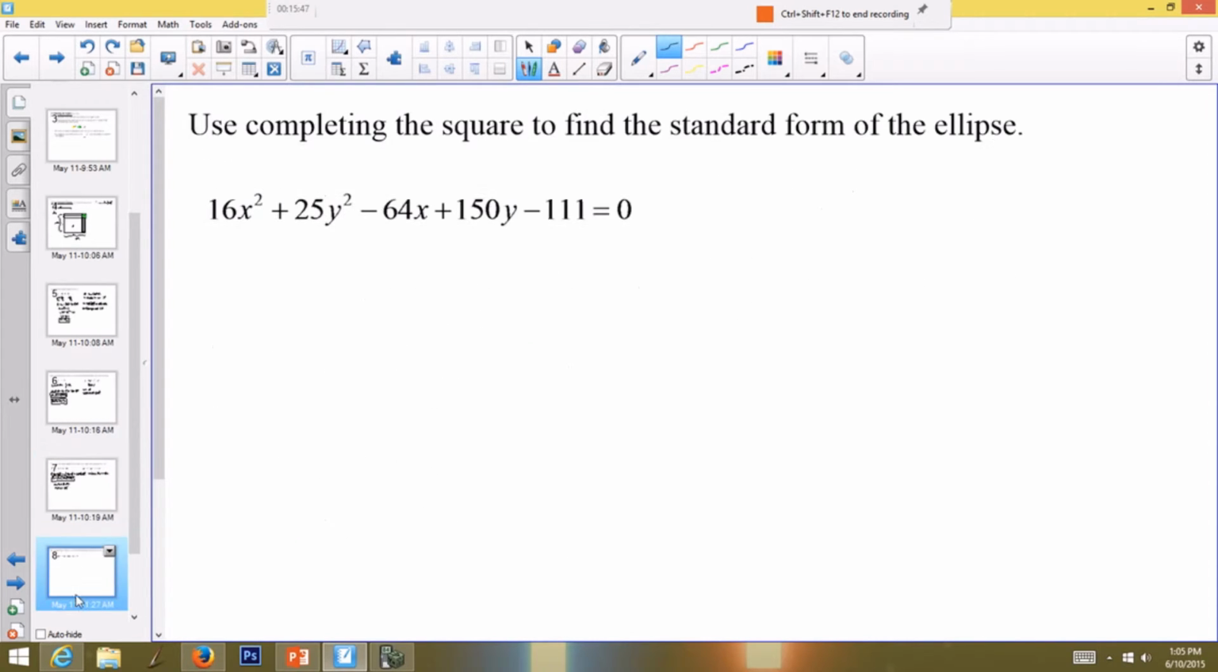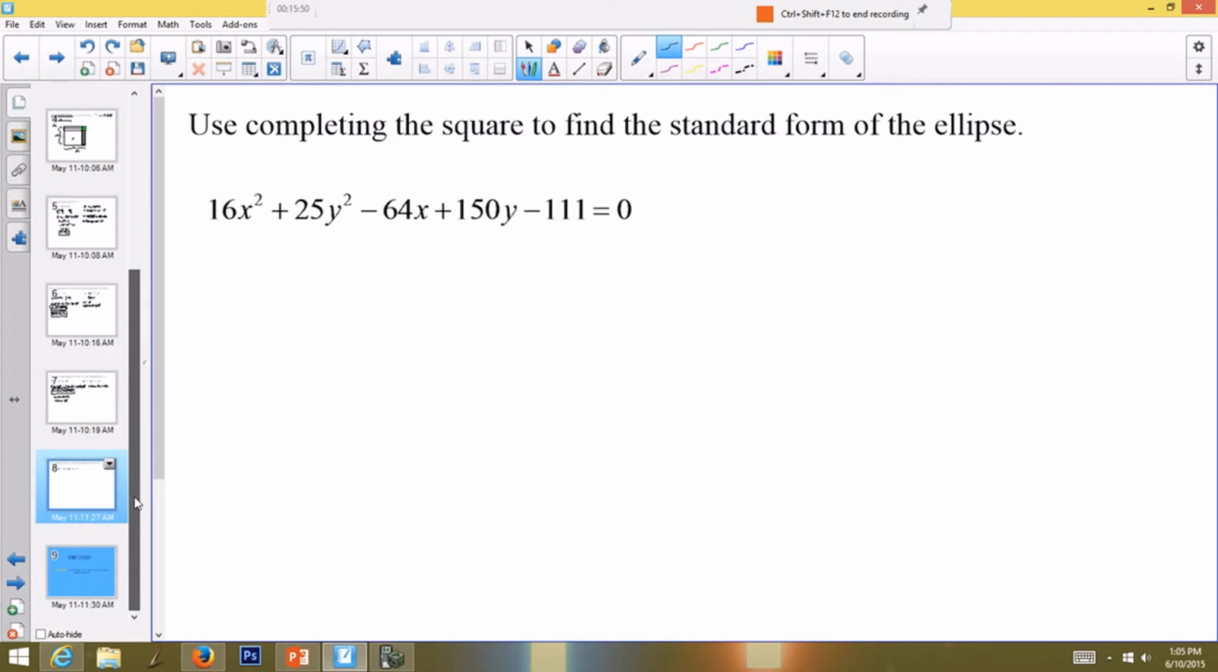All right. Okay, last one. Not doing too bad here.